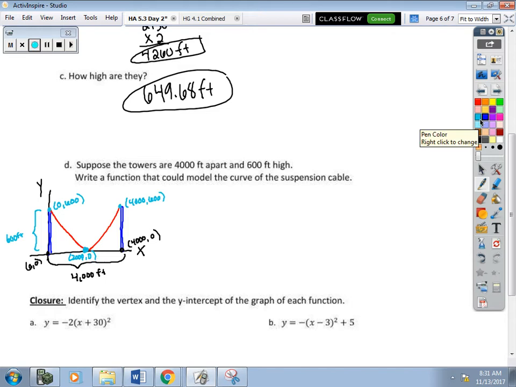So this is going to ask us to kind of reapply what we did on the front. When we were given a graph, work backwards to write the equation in vertex form. So let's start with a times the quantity x minus h squared plus k. We know that the vertex is (2,000, 0). So that means that h is 2,000 and k is 0. That's the coordinates of the vertex. So we'll plug those in.